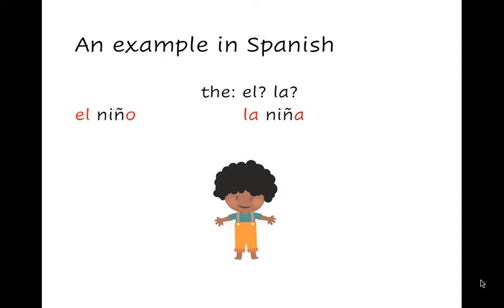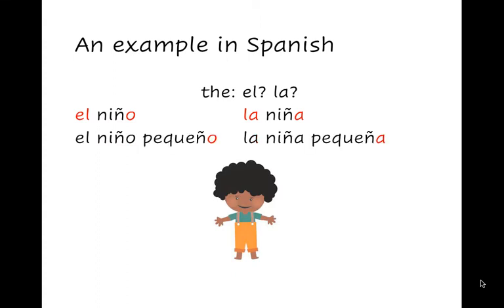Well, if it's a male child, it's el. If it's a female child, a girl, it's la. And if we want to add an adjective to it, small, then it's pequeño if it's a boy and pequeña if it's a girl.